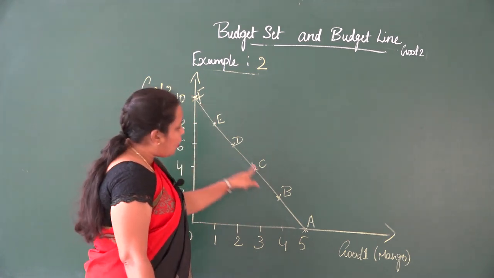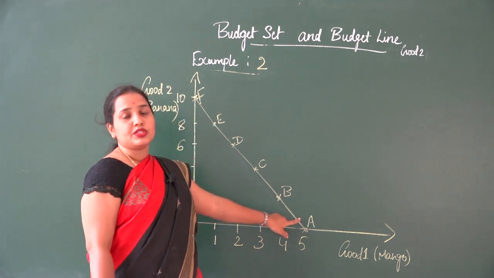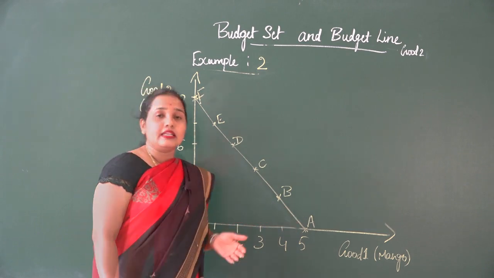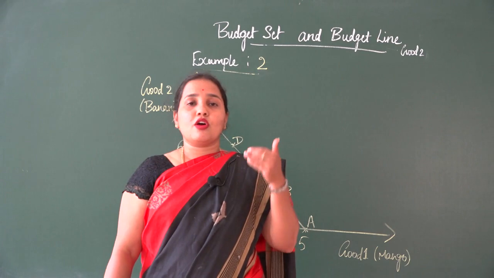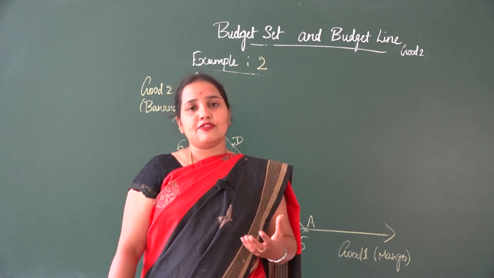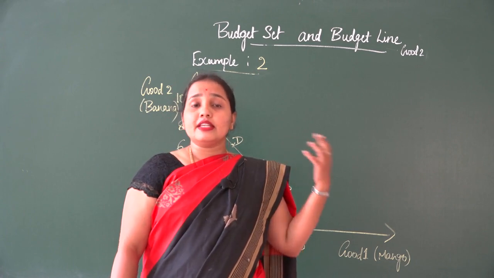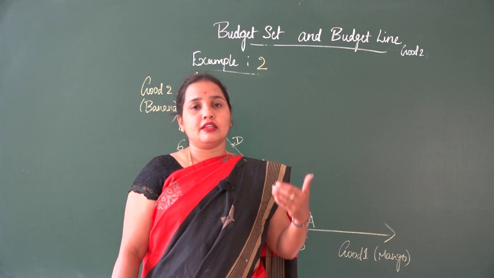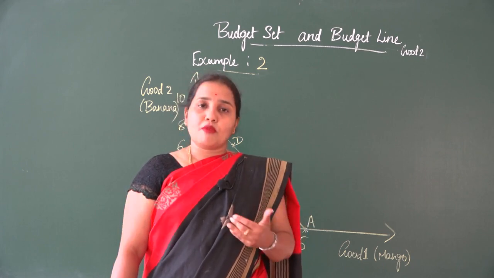When we join all these points, we get a line which is the budget line or income line, which you are very much clear. All bundles that cost exactly equal to the consumer's income itself is the budget line, and these are the possible options that the consumer has to spend his money income to buy the 2 commodities.